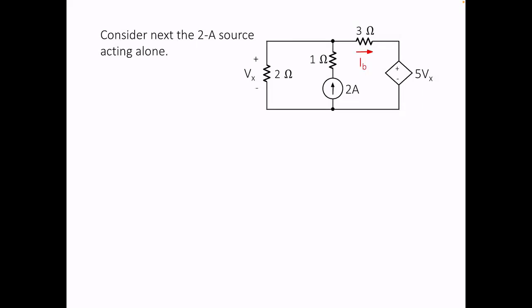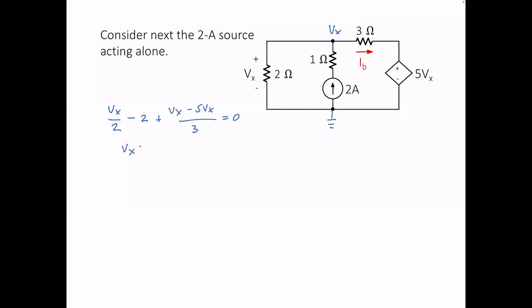When all else fails, do nodal analysis. So let me make this my reference node. The voltage here will be Vx. So what is my node equation? My node equation is Vx over 2, minus 2 amperes. 2 amperes is the current flowing into Vx. What about this current flowing out? This is going to be plus Vx minus 5Vx over 3, and that should give me 0.